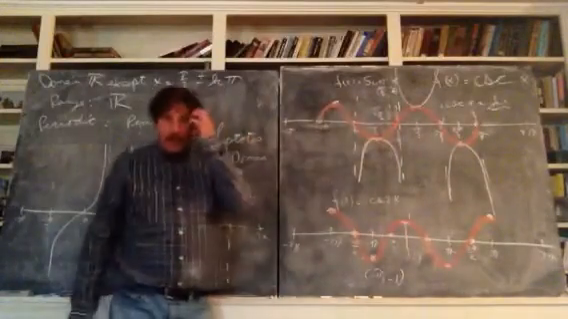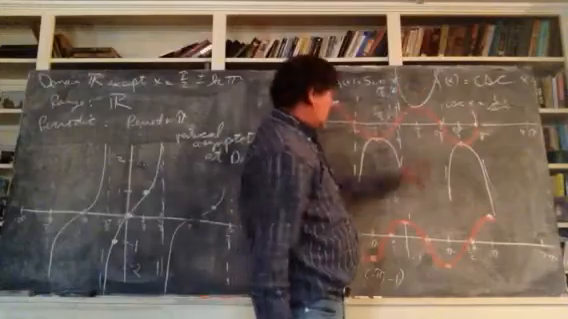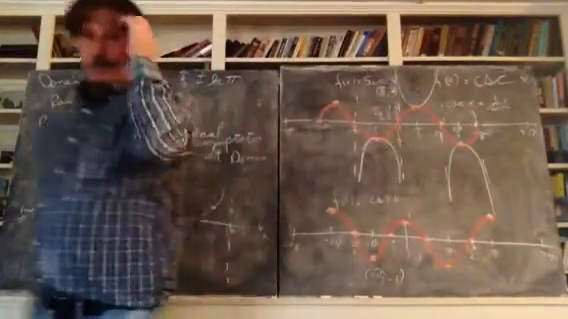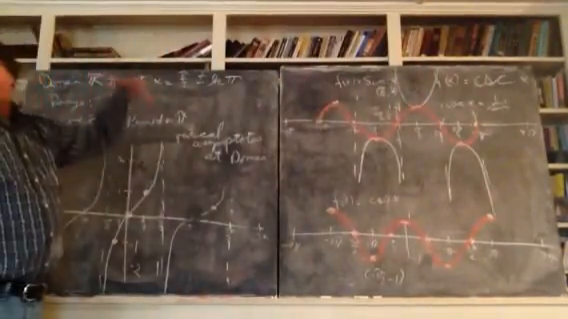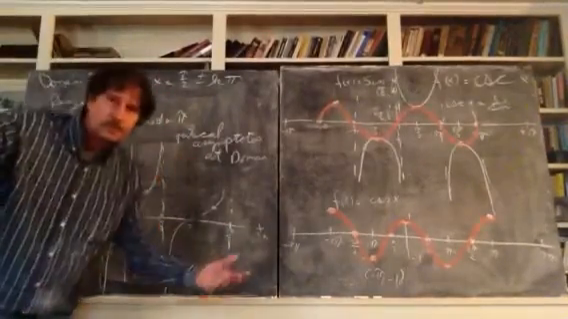One period of this, by the way, is 2 pi, because this and this together is a period. It's the same as the sine. So that's that one.